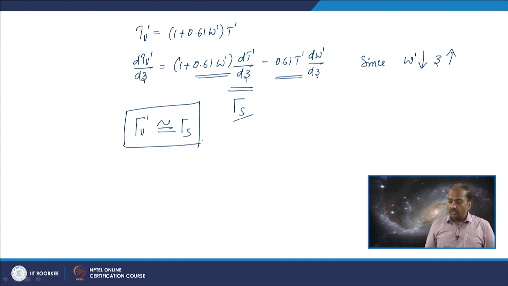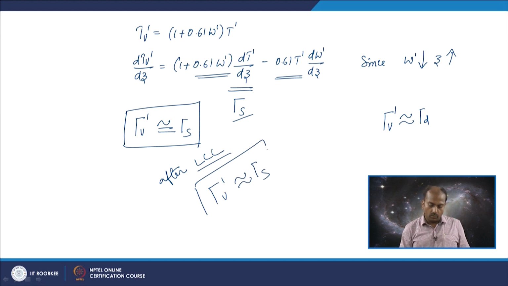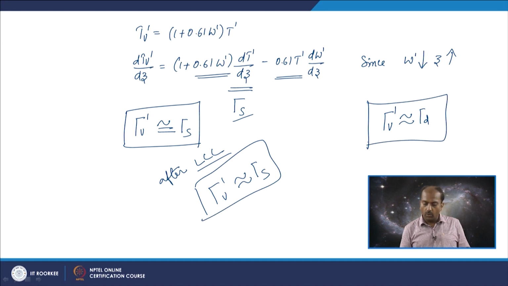So, before reaching saturation, when the atmosphere was dry, we wrote gamma V prime, the rate of change of virtual temperature inside the air parcel, as almost equal to gamma d. Now, after LCL, we say that gamma V prime is approximately equal to gamma s. So, these are two important things that we should keep in mind.